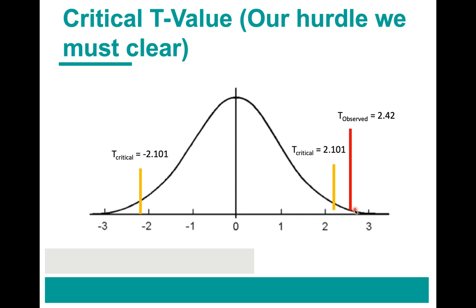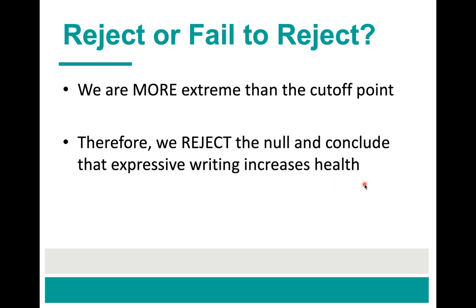The extreme difference between writers and non-writers convinces us that writing does something. Right? Writing increases health because we're on the right-hand side of the curve here. Expressive writing looks like it increases health significantly. So we are more extreme than the cutoff. Therefore, we reject the null.